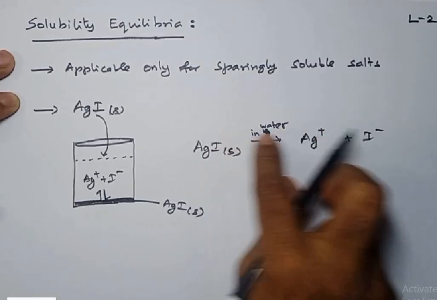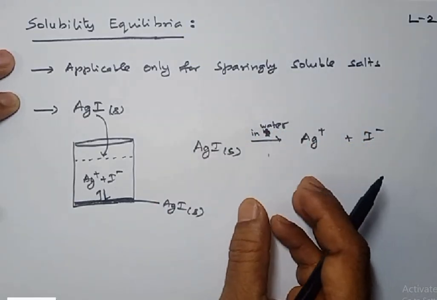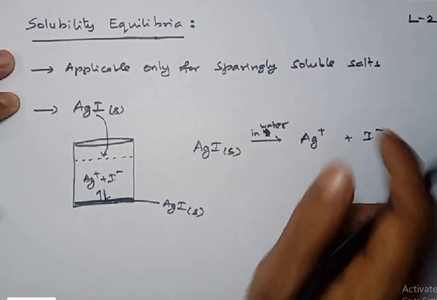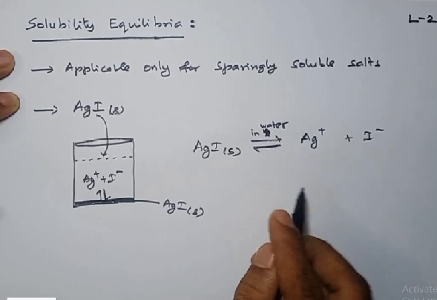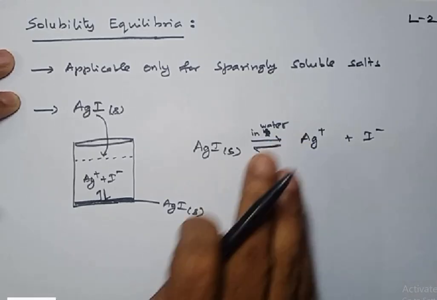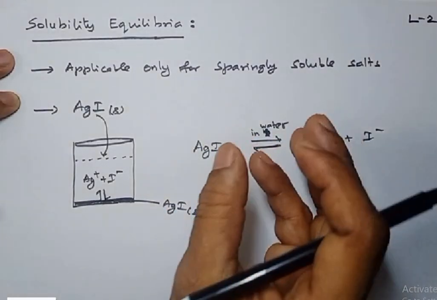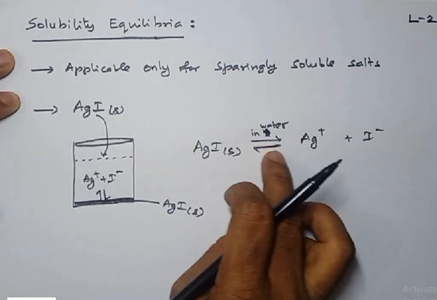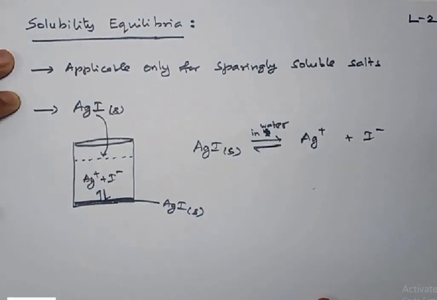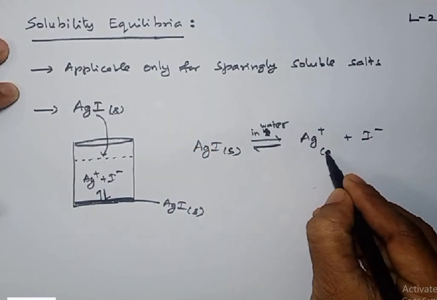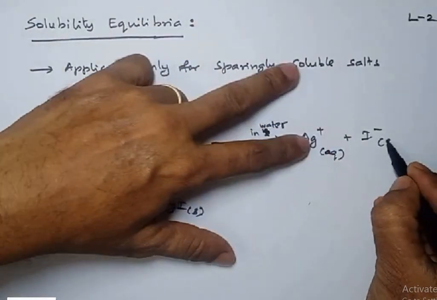Initially, this process occurs in a fast manner. Then, after some time, the silver ion and iodide ion recombine and form silver iodide. This backward reaction is initially slow and the forward reaction is fast. At a particular time, the two processes occur with the same speed. We call that stage the equilibrium stage. So this dissociation attains equilibrium, and we get silver ion and iodide ion in aqueous medium.